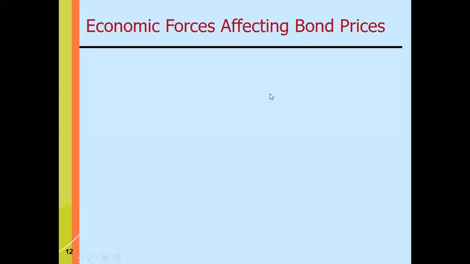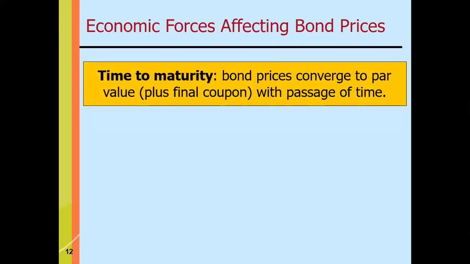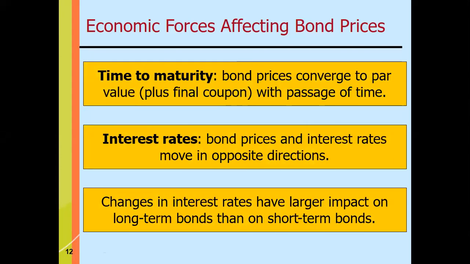Another topic would be the economic forces affecting bond prices. We have the following items. So time to maturity. If there would be more time, of course, this would have lower present value factors and lower present value or fair value or price of the bond. We have to take note again that the bond prices would converge to par value plus the final coupon or the interest payment with passage of time. If, let's say, 10 years, this is the present value or P sub 0 at this time, that would equate to par value at the end of 10 years.